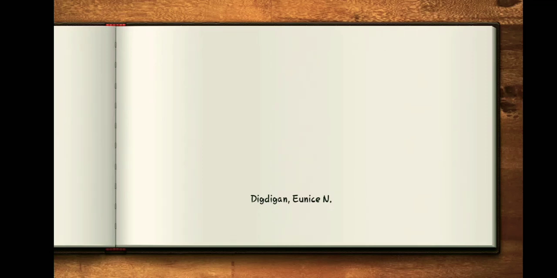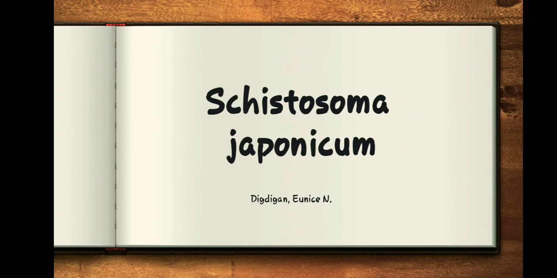So good day. My report for today is about a type of trematode which has the genus Schistosoma and the species japonicum. So Schistosoma japonicum is one of the three major human Schistosoma species. They are the Schistosoma species that infect humans and can cause schistosomiasis, and the others are the Schistosoma mansoni and the Schistosoma haematobium. So let's not tackle those other two. Let's focus on Schistosoma japonicum.